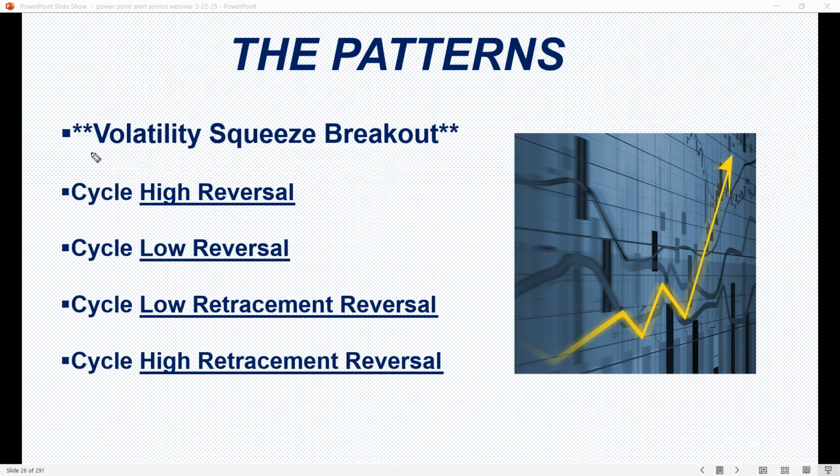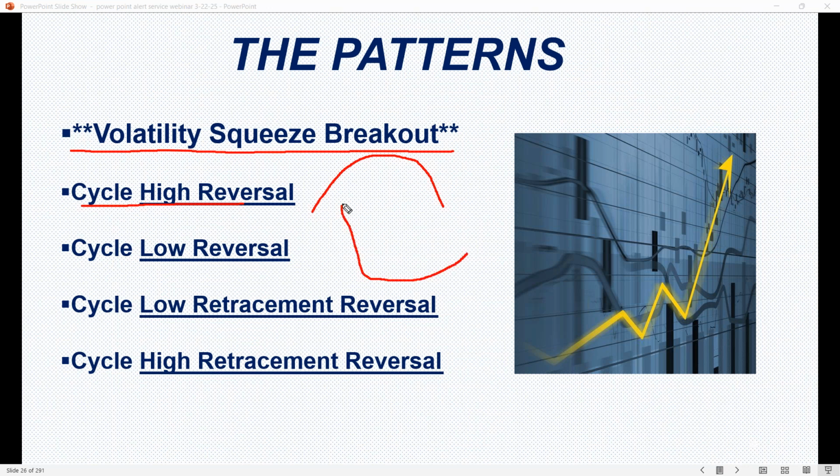First off, we've got what we call the volatility compression squeeze. This is one specific pattern that could be in these other four types, and I'll show you examples of each in a minute. The other one is what we call the cycle high reversal. This is when the markets are coming up, they run out of gas, hit a cycle high, and reverse. Then we have the cycle low reversal. That's when the markets have been hit really hard and then they turn back up.